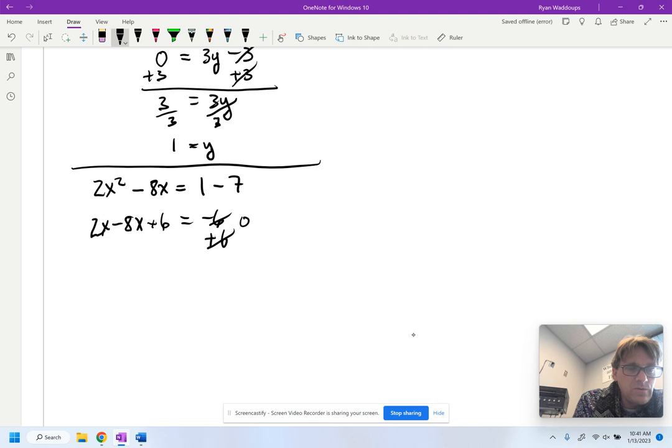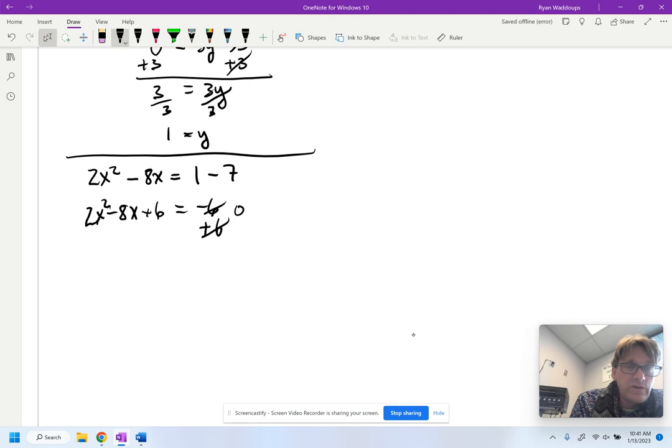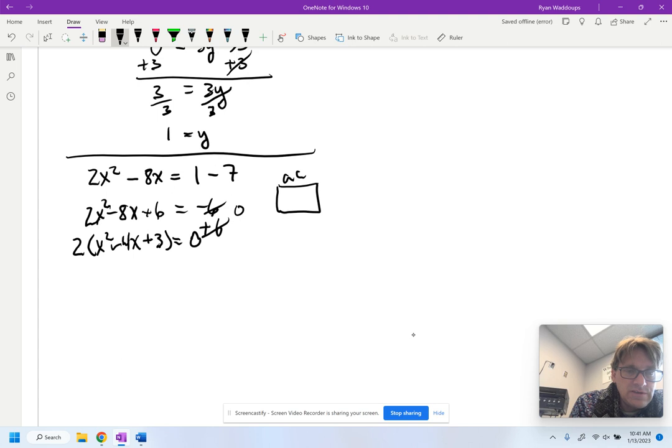We now have an equation here. This is squared. We now have a quadratic equation we can solve to find values of x for which the value of y is 1. So I divide through by 2. I factor out the 2: x squared minus 4x plus 3 equals 0. And so AC is 3 and B is negative 4. So my numbers are negative 1 and negative 3. And those add to negative 4.